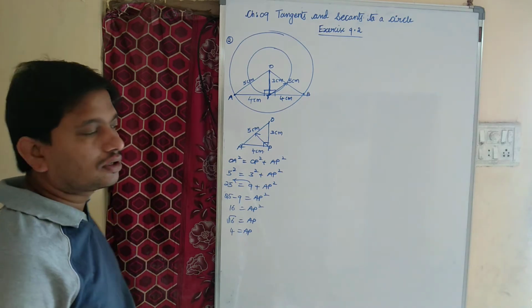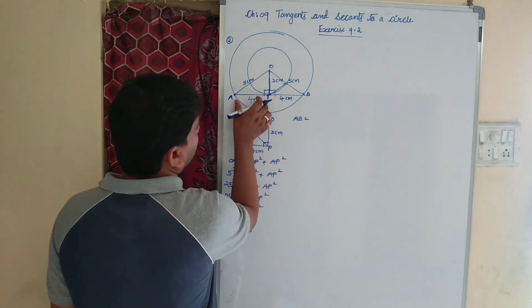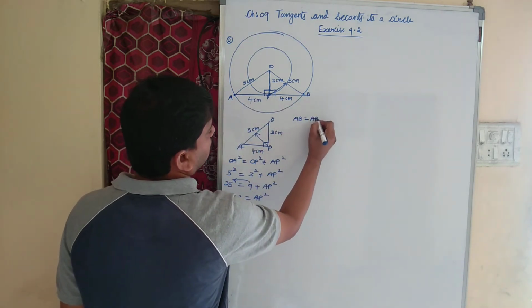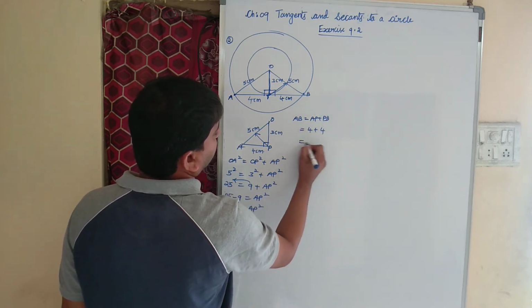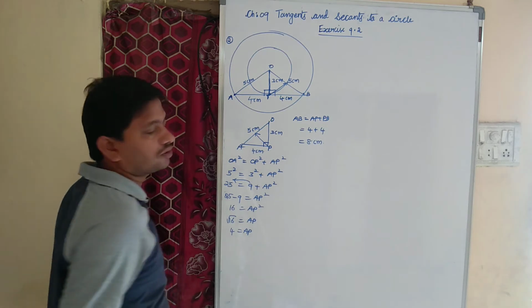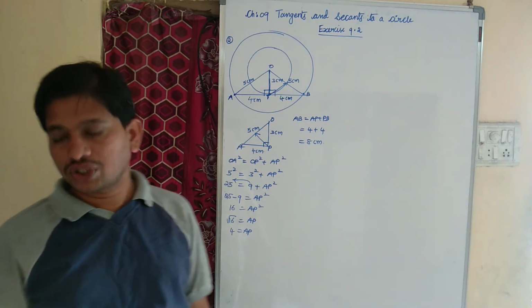Similar. Now, what is the length of the chord AB? AB is nothing but AP plus PB. So AP is 4 centimeter, PB also 4 centimeters. So what is the total length of the chord? The length of the chord is 8 centimeter. Students, this is an important question.